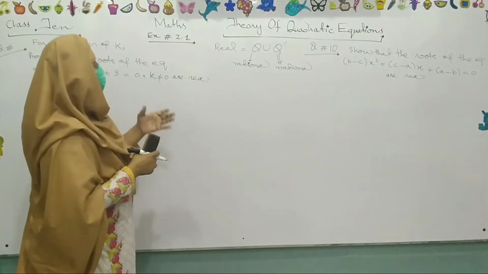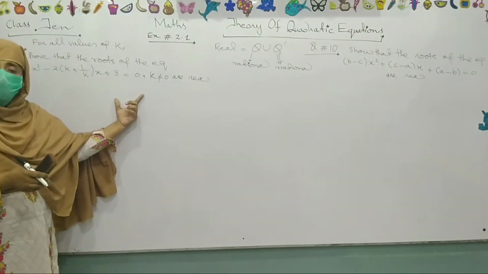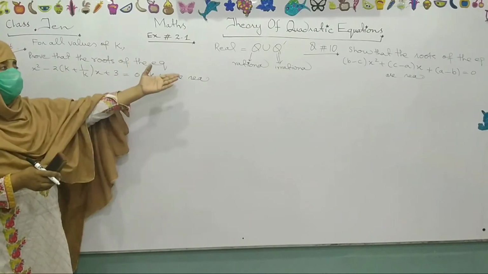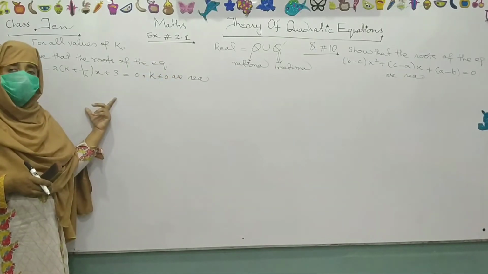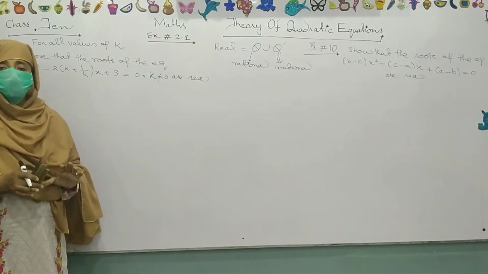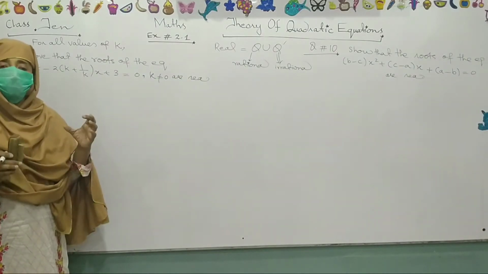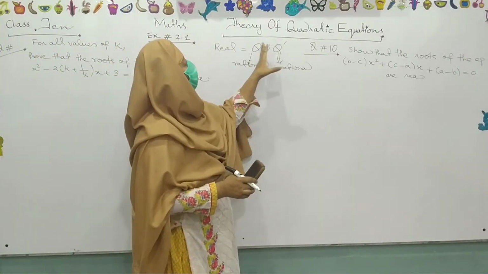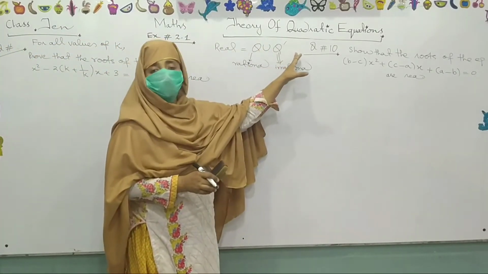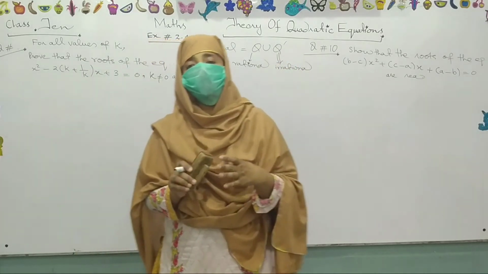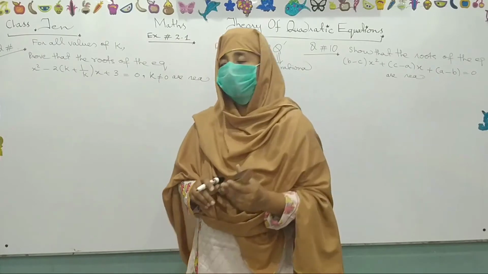It means either your discriminant is a perfect square. If your discriminant is a perfect square, roots will be rational. If your discriminant is not a perfect square, roots will be irrational. Either they are rational or irrational, they will be real, because real is a union of rational and irrational. By the combination of both rational and irrational, real numbers are formed.